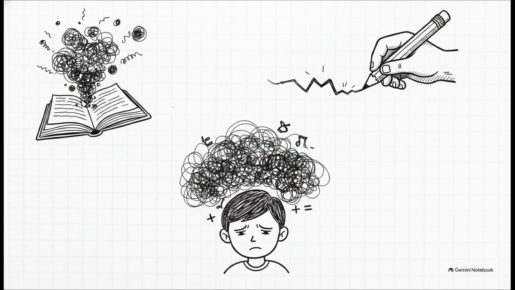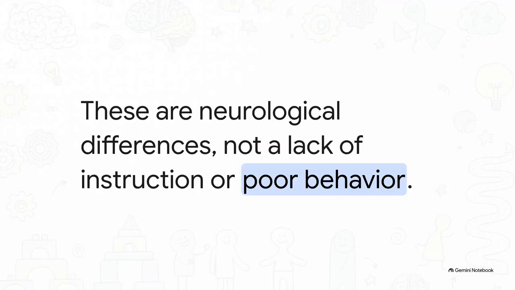This is why you might have a student who is brilliantly articulate in a class discussion, but completely shuts down the second you ask them to write a single paragraph. And this brings us to what might be the most crucial takeaway of this entire explainer. Hear me out on this one. These struggles are neurodevelopmental. They are rooted in genetic and neurological differences in brain networks.